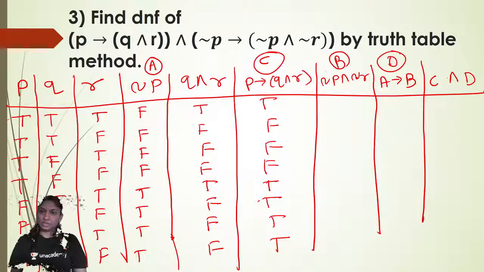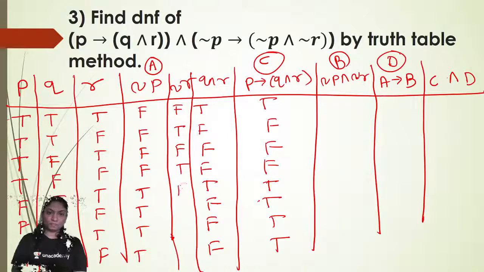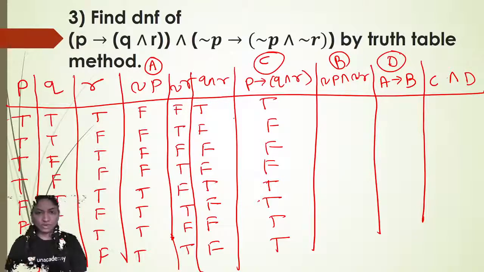Now next we can write negation of P and negation of R. Yes, we require negation of R also. So for that, first of all, we will calculate negation of R. I am creating it here only. So negation of R: FT, FT, FT, FT. Right? This is your negation of R.